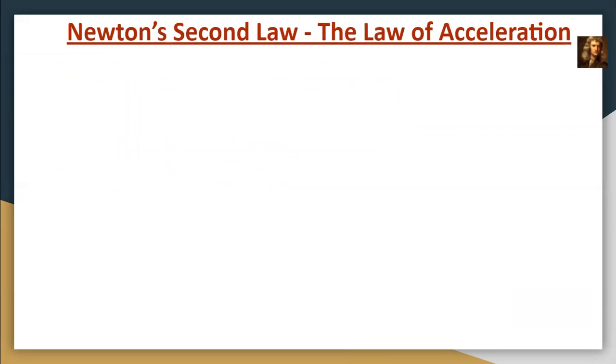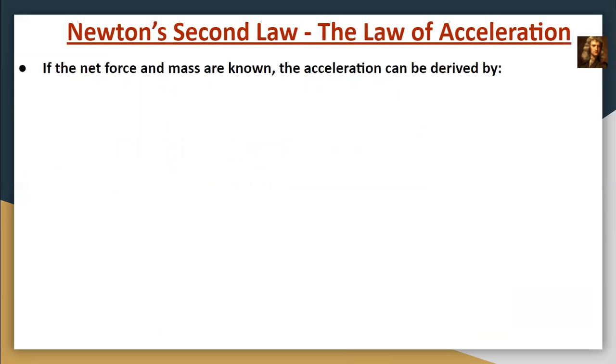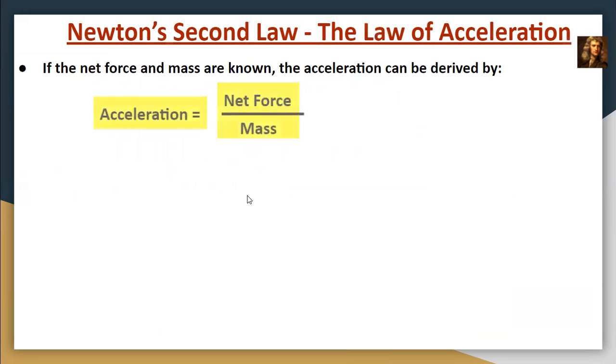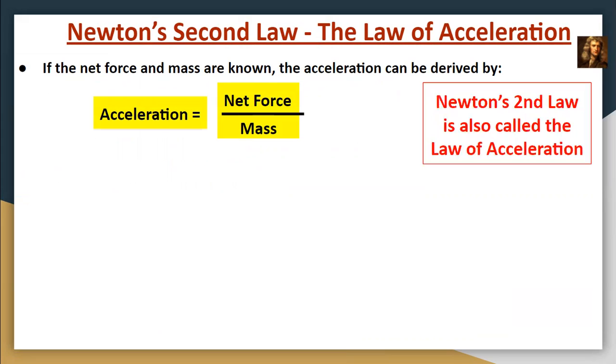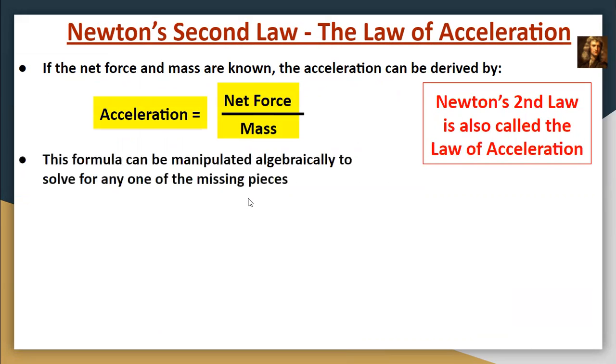So Newton's second law is called the law of acceleration. If the net force and mass are known, the acceleration can be derived by this formula. Acceleration is equal to the net force divided by the mass. This formula can be manipulated algebraically to solve for any one of the missing pieces. So this is the original: acceleration is equal to force divided by mass. I didn't put NF for net force, I just put force. So acceleration is equal to force divided by mass.